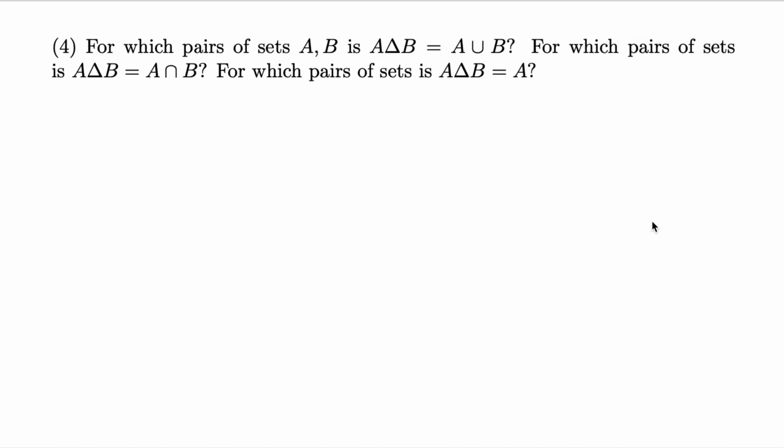Hello and welcome. Today we'll consider question 4, which states: for which pairs of sets A, B is the symmetric difference of A with B equal to the union of A with B? For which pairs of sets is the symmetric difference of A with B equal to the intersection of A with B? And for which pairs of sets is the symmetric difference of A with B equal to just the set A?